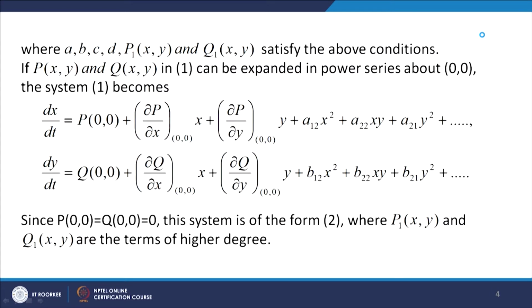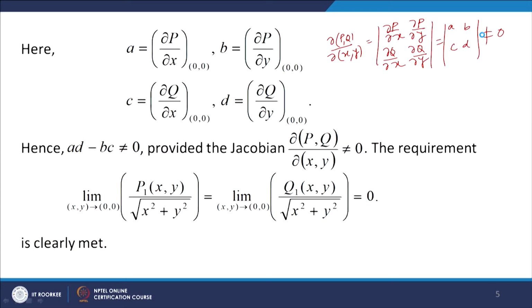So, when we divide by under root x square plus y square and take the limit as (x, y) tends to (0, 0), the limit becomes 0. So, this requirement is met and this requirement is also met.